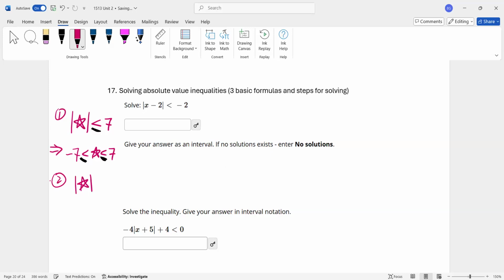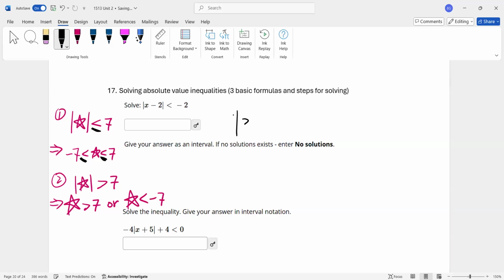What if you have absolute value of star is bigger than 7? Then how do you remove the absolute value symbol? You're gonna right away rewrite the inequality as star is bigger than 7, OR. Okay, it's not AND, it's OR. Or star is less than -7. Okay? Let me explain.